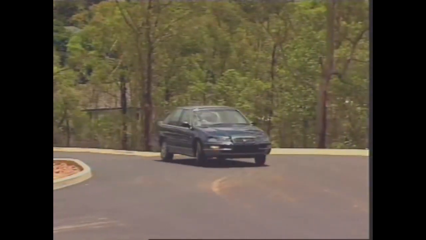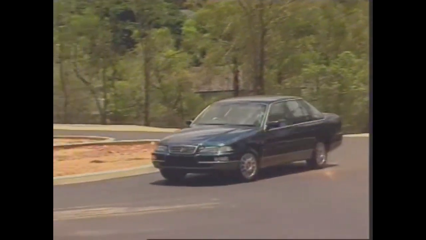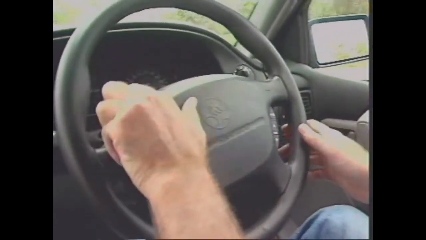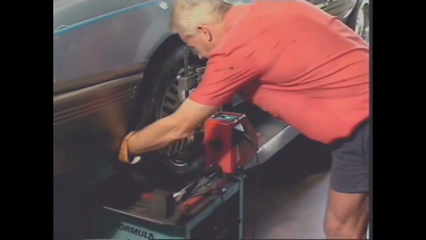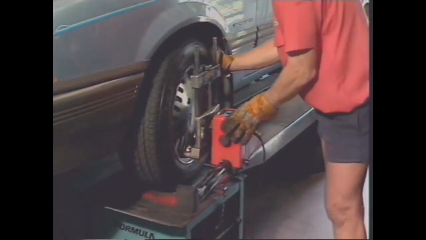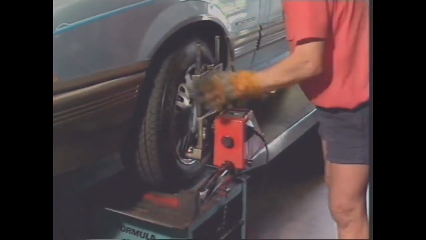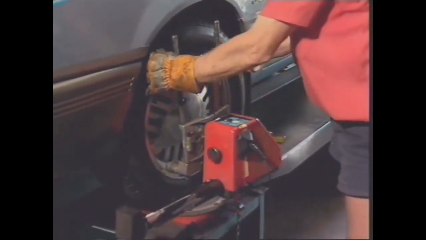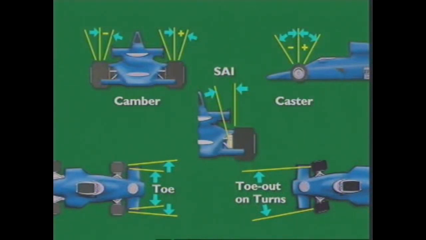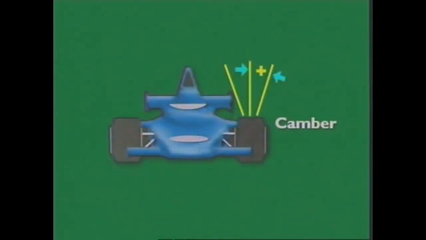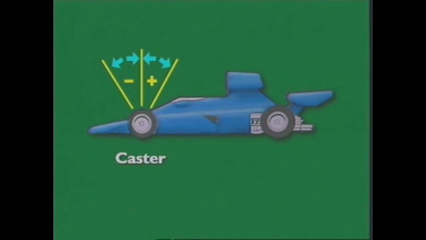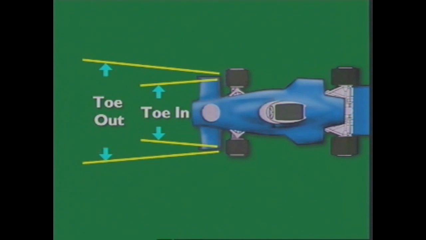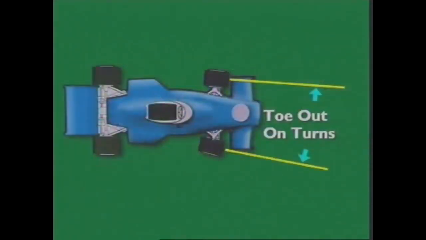Similarly, little effort should be needed to turn the vehicle into curves or to let it return to the straight-ahead position when the curve has been negotiated. Wheels are installed on the suspension units at certain angles to provide for these factors. These angles taken together are called wheel alignment. The factors that affect wheel alignment are camber, caster, steering axis inclination, toe in, toe out, and toe out on turns.